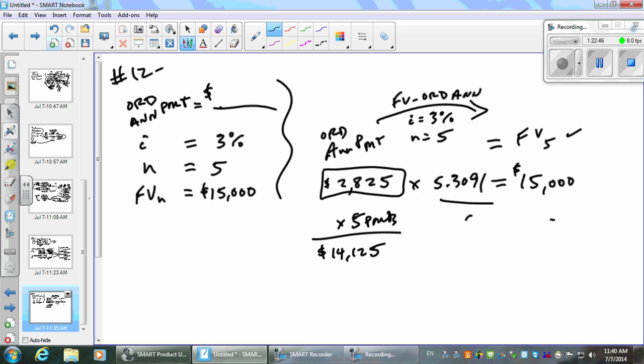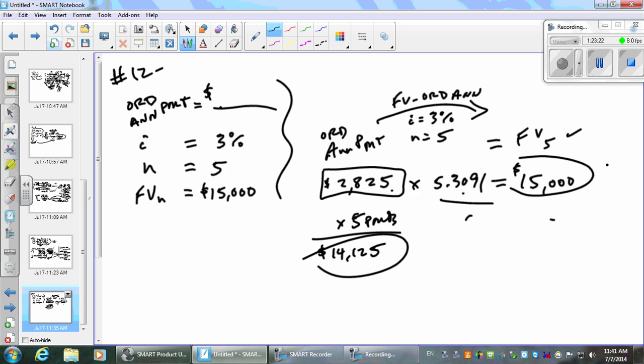How much interest will you earn? This is how much you actually deposit. This is how much you have at the end. How much interest do you earn? 875. Okay? It's kind of easy. Now what the author would have done is take this 15,000 and divide it by the 5.3091, and that equals the 2,825. Isn't that what we just did? I just set it up a little differently, that's all. I think you can see it better set up this way. That's why I like to do that. So it's not magic. I'm not going to write the formula. It's just common sense.